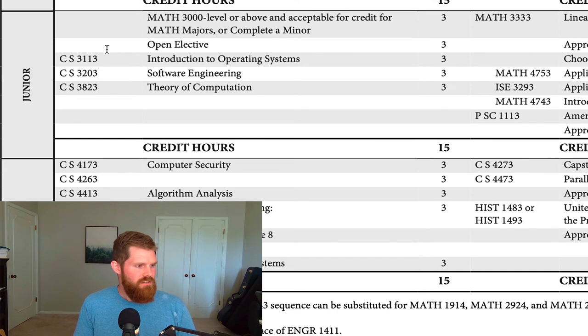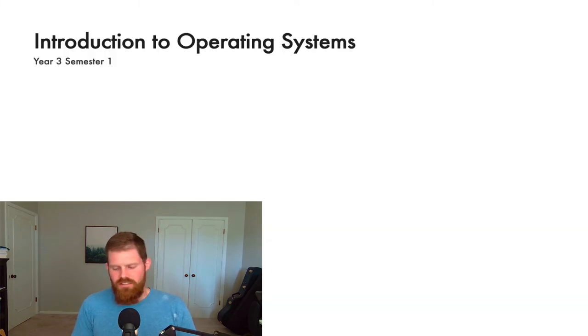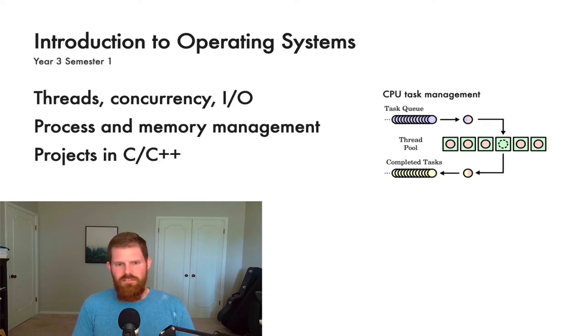Okay, moving into the junior year, we have Introduction to Operating Systems, a software engineering course, and the theory of computation. Intro to Operating Systems was a big course in the program. It was almost a weed out course because there was a lot of information and it was a fairly tough class. It was based on the theory of threads and concurrency in a processor.